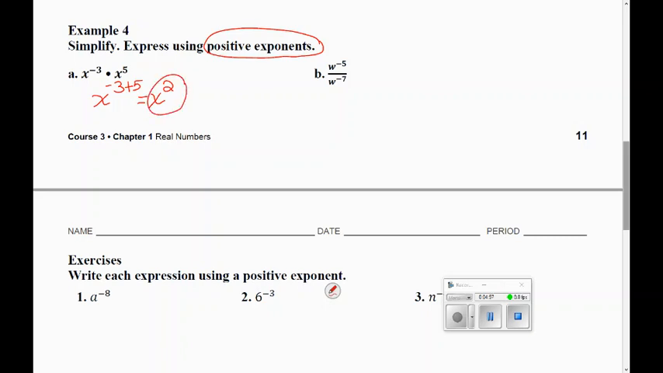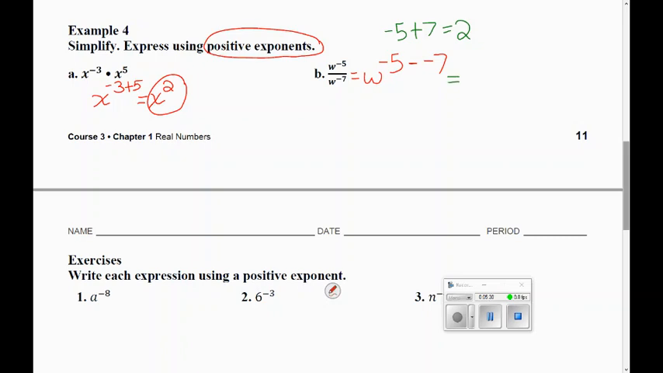Letter B, same thing, except this time we have the quotient of powers. With the quotient of powers, we keep our base of w, and this time we are using subtraction. Please take note that anytime you have a subtraction of a negative number, it's going to turn into negative 5 plus 7, which is really 2.